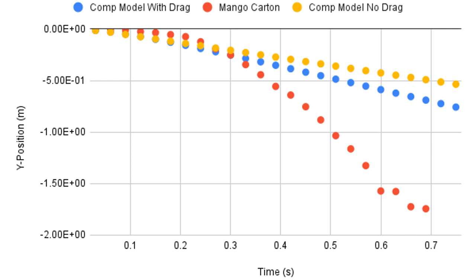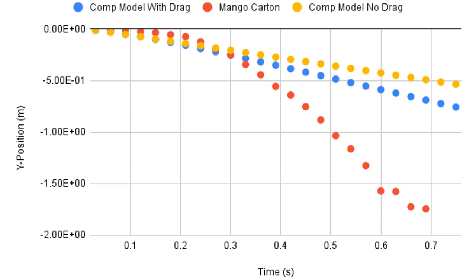Graphing the three data sets into one singular graph provided me with the following. The data can be observed by the blue dots representing the predicted data with the drag and gravity, the red dots representing the mango carton data, and the yellow dots representing the predicted data with no drag. All three data sets start at the origin because they all had the same initial conditions. They all move in the negative y direction, but at quite different rates.